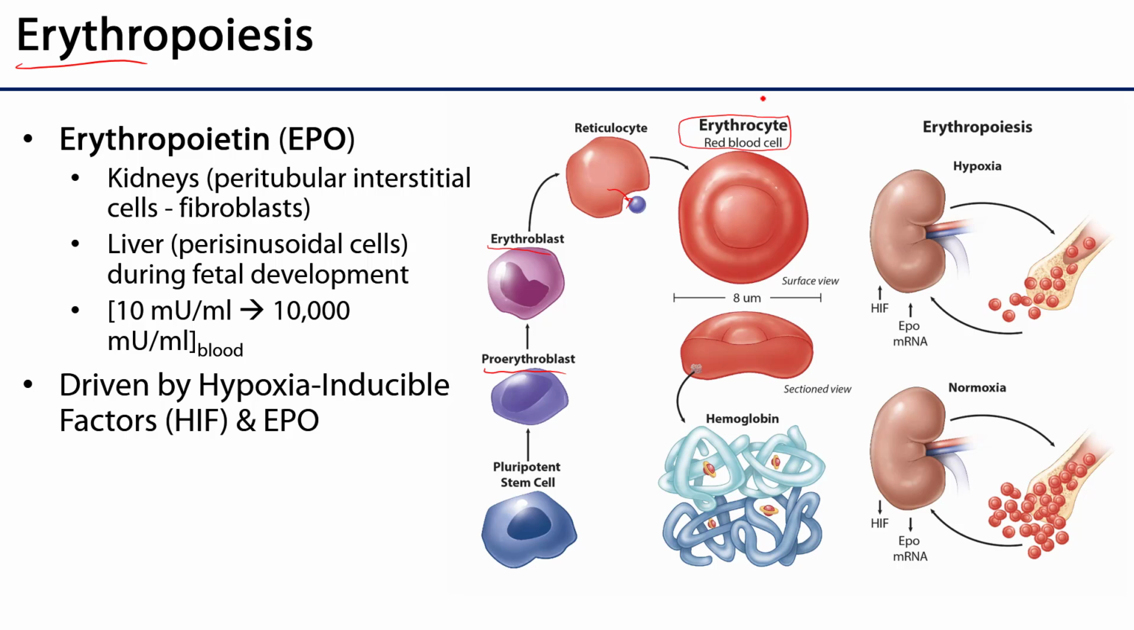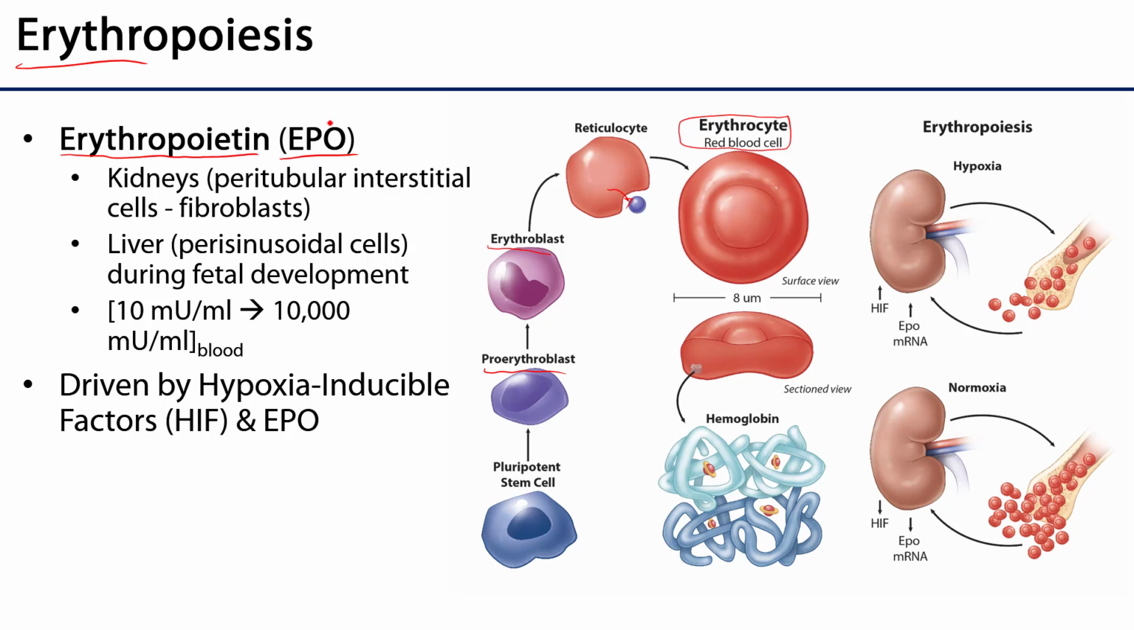This process of erythropoiesis is modulated by one very important chemical and some other growth factors. So that very important chemical is erythropoietin, or EPO for short. Erythropoietin, early in development, is produced by parasinusoidal cells in the liver, so that's during fetal development. And in adults, it's produced in peritubular interstitial cells, specialized fibroblasts within the parenchyma of kidneys.